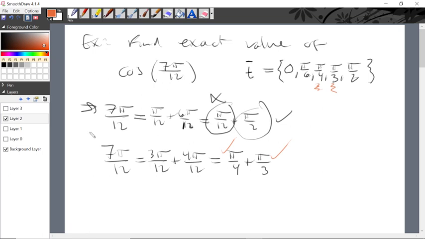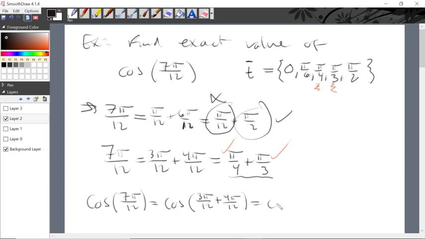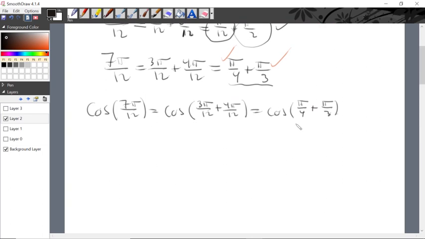How do we use that? In this way. We want to know what is the cosine of 7 pi over 12, and we're going to be able to find it by rewriting the argument 7 pi over 12 as the sum that we've selected here. That sum is the cosine of 3 pi over 12 plus 4 pi over 12, which we selected because those simplify to nice numbers that are in our list of references. So the cosine of 7 pi over 12 can be found by evaluating the cosine of pi over 4 plus pi over 3.